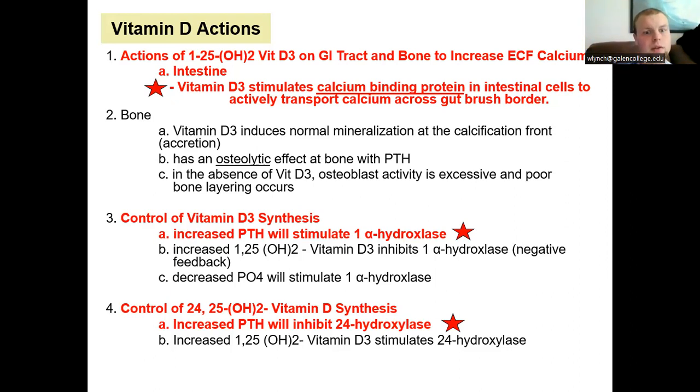Control of 24,25-dihydroxy vitamin D3 synthesis is going to come from parathyroid hormone again. An increased parathyroid hormone inhibits the 24-hydroxylase enzyme. And also, if we have an increase in 1,25, it's going to stimulate 24-hydroxylase activity to convert the rest of it to the inactive form.